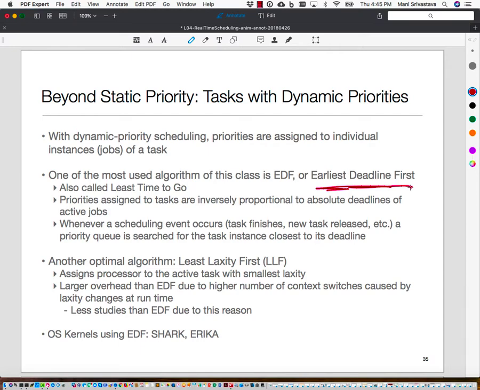So I can keep track of what the deadlines of the tasks are in terms of the wall clock time. And then what we'll do is we'll always give the highest priority to the task which has to finish the earliest according to the watch. So it's also called least time to go. So which task is closest to its deadline?